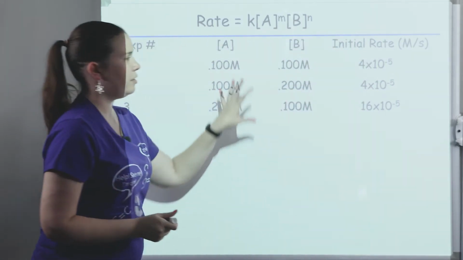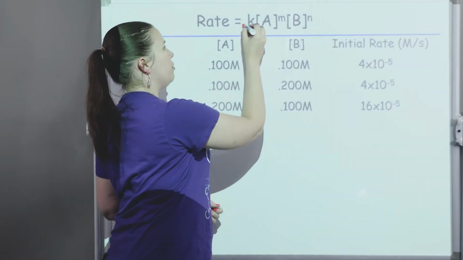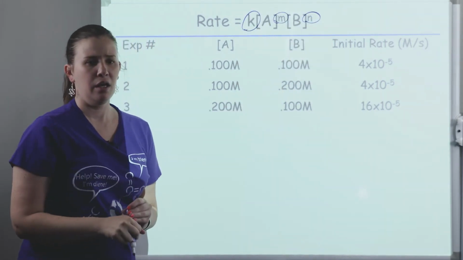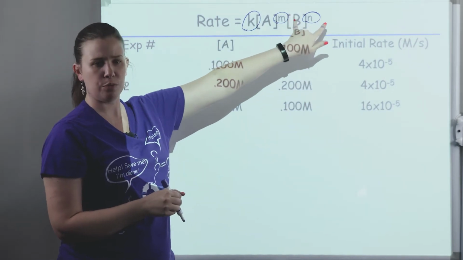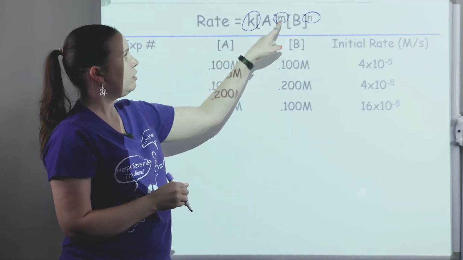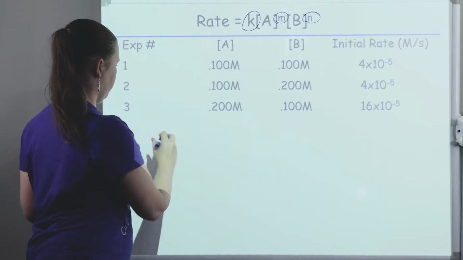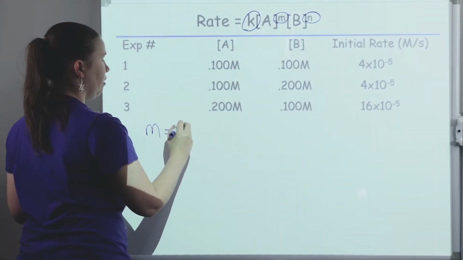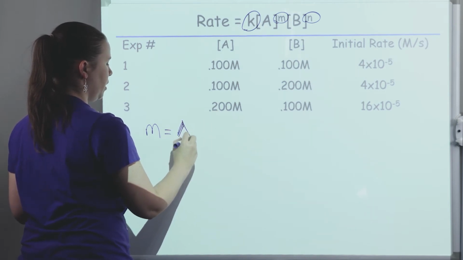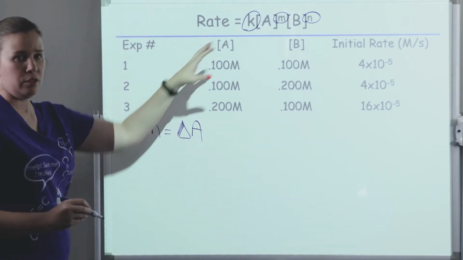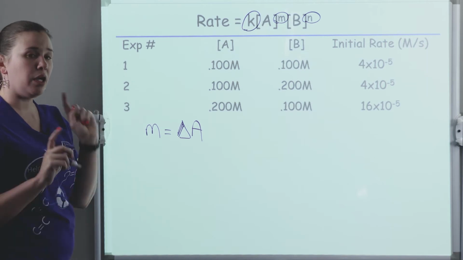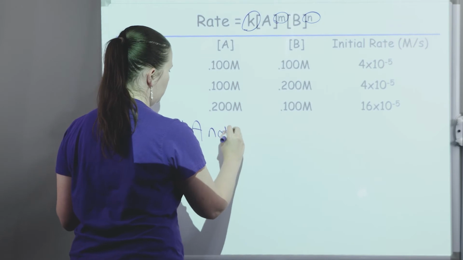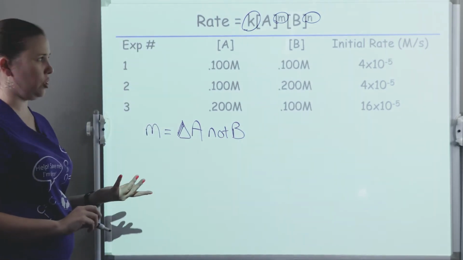I need to use the data table to calculate K, M, and N. I have to find the reaction orders before I can calculate K, so I'm actually going to start with the letter M. M is going to represent how A affects the rate. So I want to make sure A is changing so I can see how it affects the rate, but I also want to make sure B is not a factor. So I want to find where A changes, but not where B is changing.